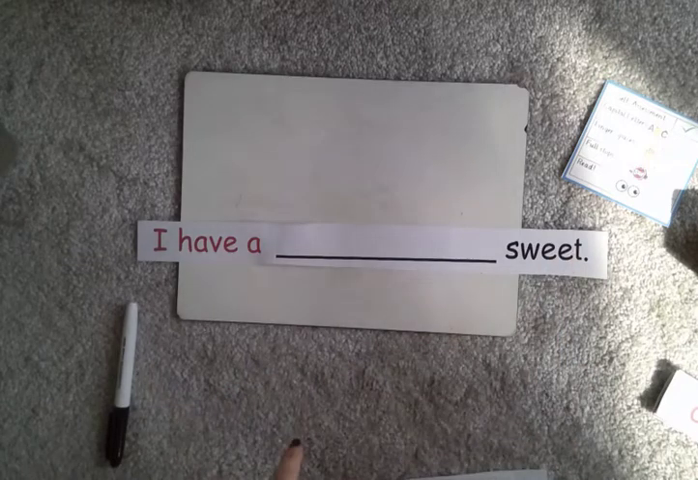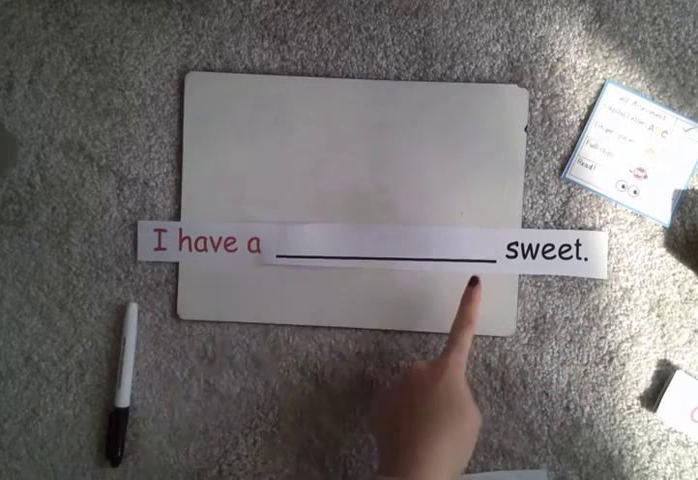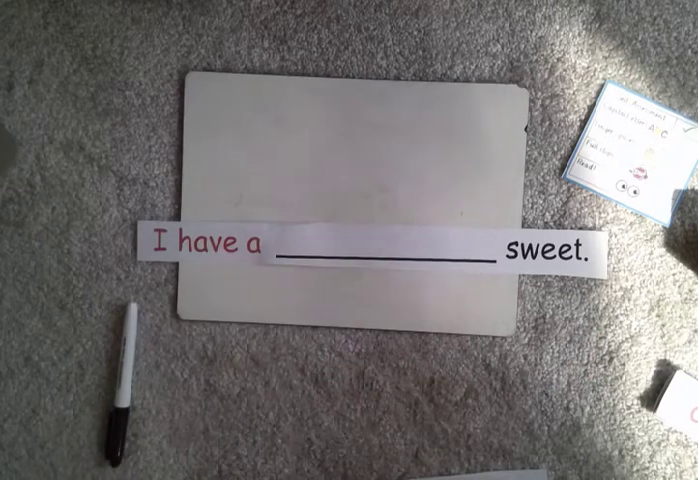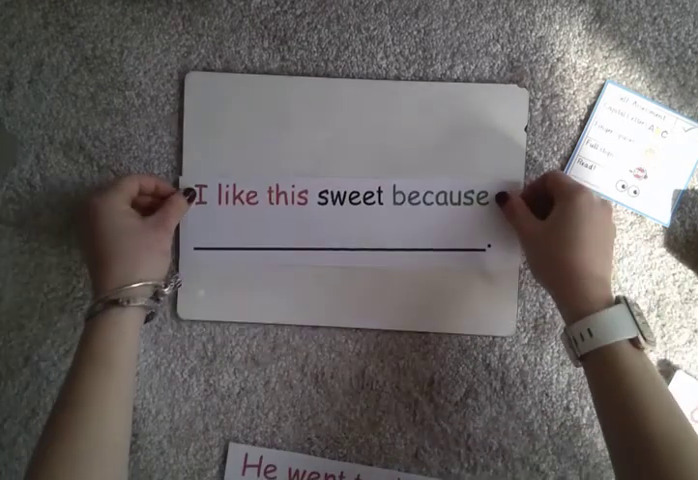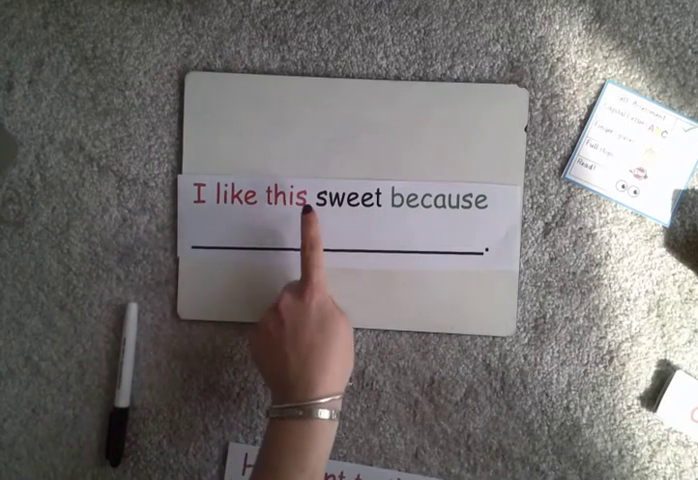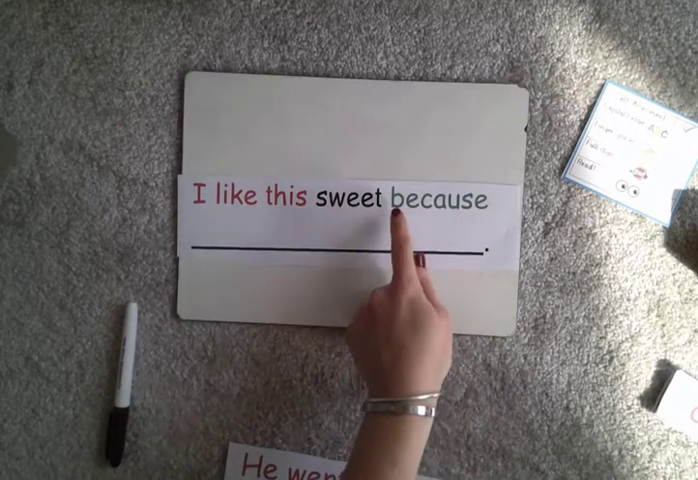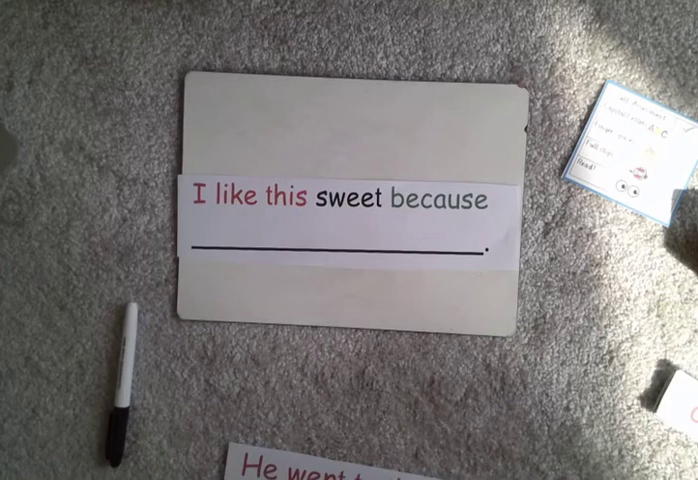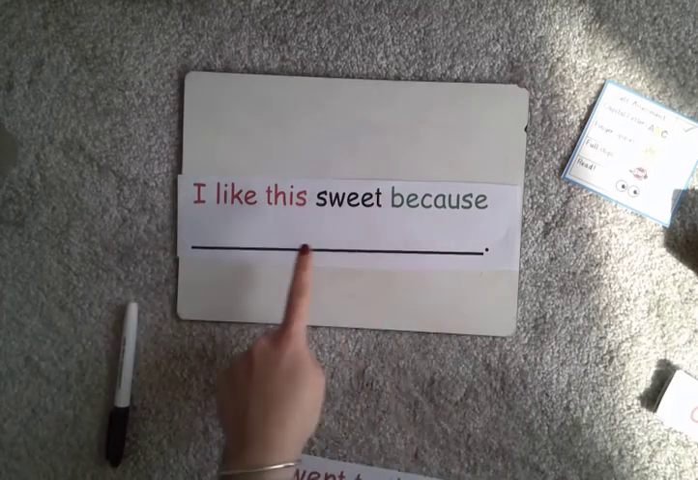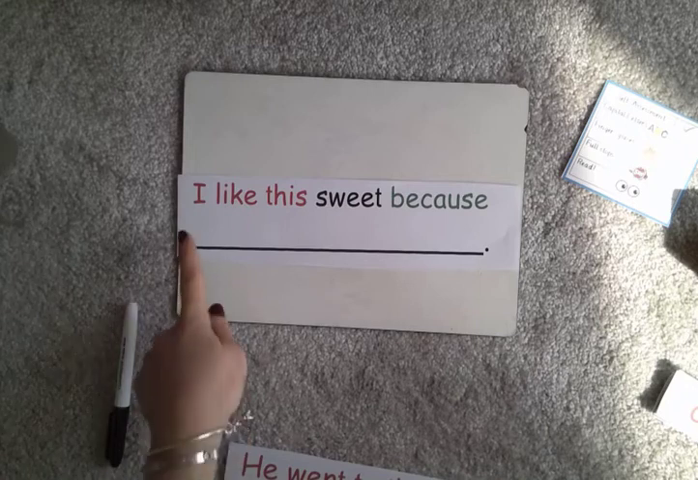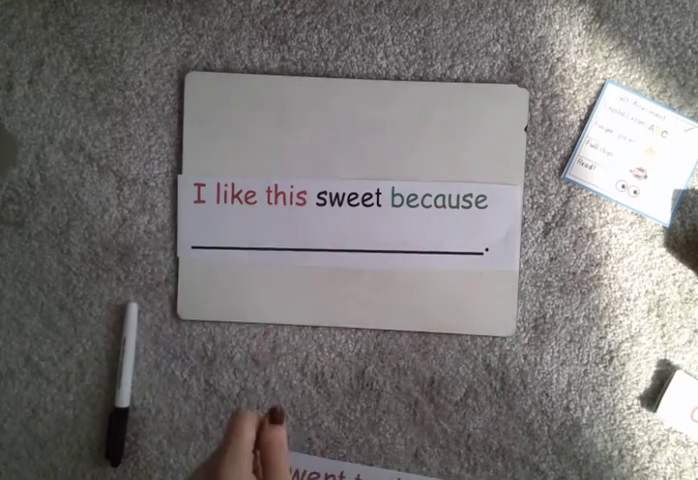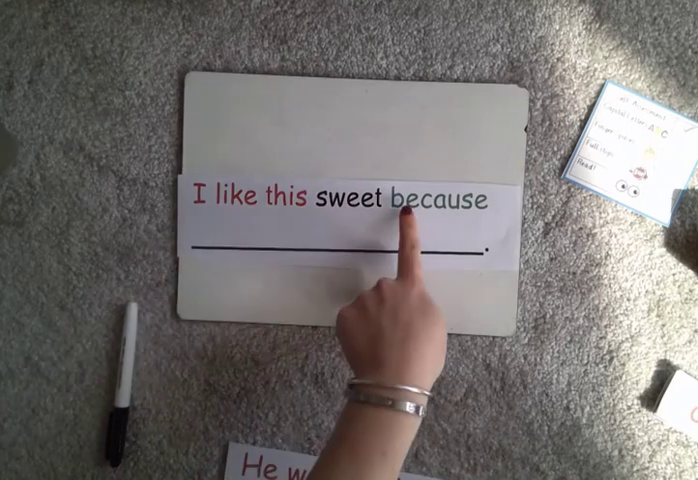And then your second challenge sentence is, I like this sweet because, that special word that we always talk about, because. Why do we like this sweet? I like this sweet because it is very fizzy. Or, I like this sweet because it looks like a pig. You can probably guess that Percy Pigs are one of Miss Sutton's favourite sweets. I like this sweet because it is very colourful. Okay? So, if you really want to challenge yourself, have a go at those last two sentences.